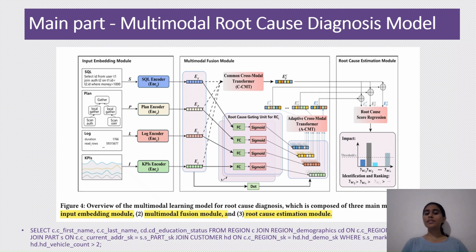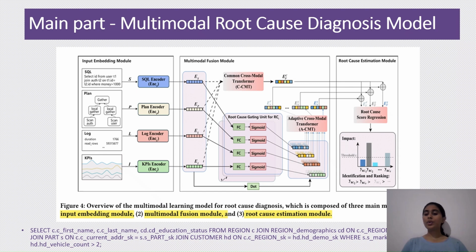All these embeddings will be passed to 2 different transformers. One is the common cross-modal transformer, where all the embeddings are passed, and the other is the adaptive cross-modal transformer. Along with the embeddings, we're also passing the root cause gating units and doing a dot product on the gating unit result and the embeddings. From that, we have the adaptive cross-modal transformer, and we take the outputs of both the common cross-modal transformer and the adaptive cross-modal transformer and give them to our root cause estimation module.